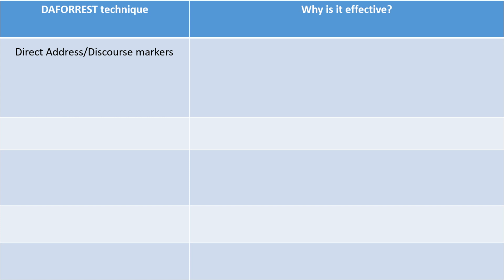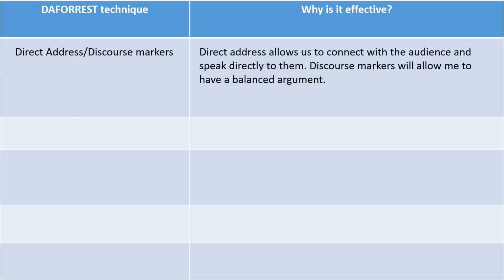So firstly, I'd use direct address or discourse markers. If you're not too sure what I mean by this, direct address allows us to connect with the audience and speak directly to them. It's essentially when you use words like you or we, and it just helps them to get that feel that you're actually speaking to them, even if it might be with a big crowd or a big audience that you're directing it to.